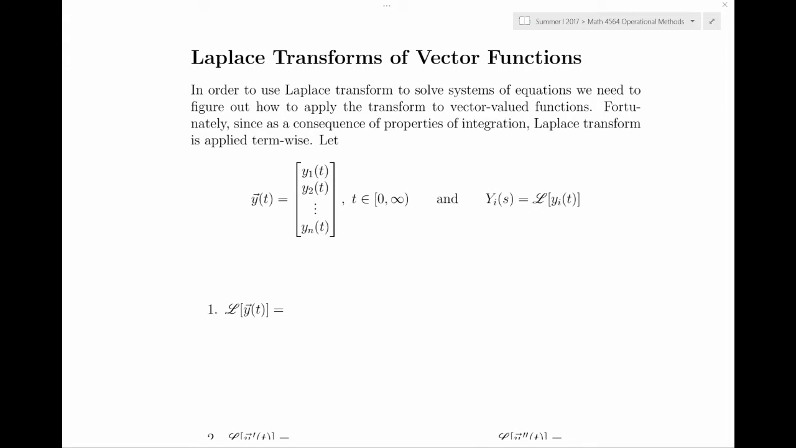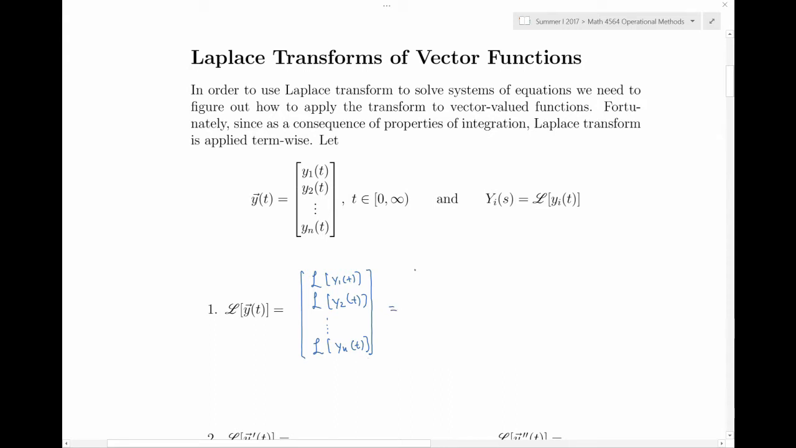So if you have a vector quantity and you want to compute the Laplace transform of it, then all you have to do is to apply the transform to each one of the components. So it's going to be the Laplace transform of the component y1 of t, and the Laplace transform of the component y2 of t, etc. So really, applying Laplace transform to vector functions is no harder than applying Laplace transform to single functions.